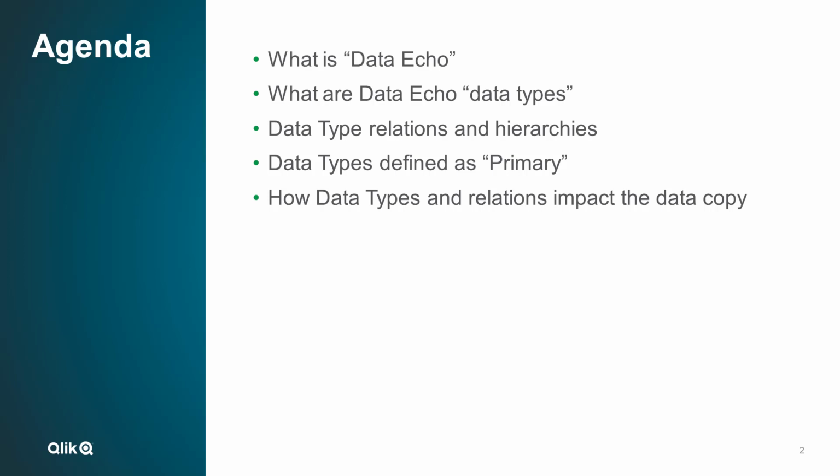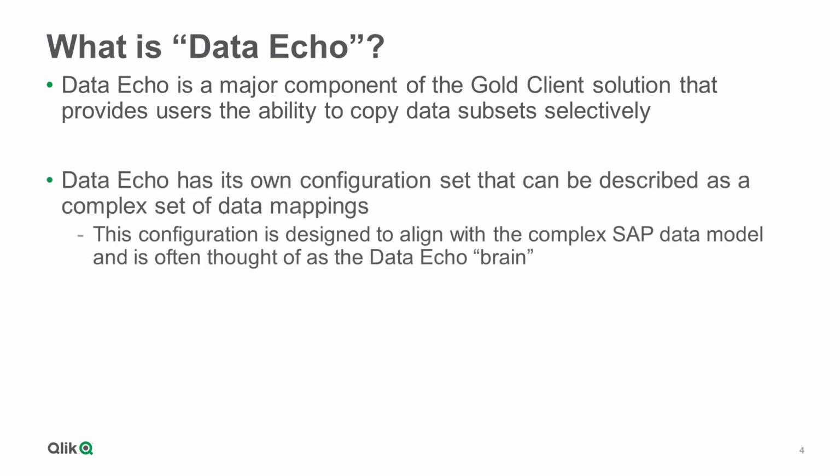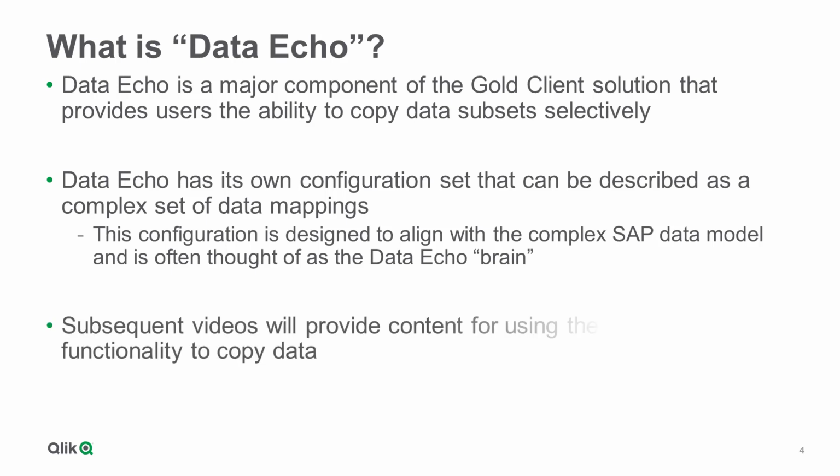At the end of the presentation, I will summarize how these objects can have an impact on the data copy. So what exactly is Data Echo? It's a major component within the Gold Client solution that provides users the functionality to copy data subsets selectively. It has its own configuration set that contains a complex set of data mappings. This config aligns with a highly complex SAP data model and is sometimes referred to as the Data Echo brain. Please be aware that subsequent videos will cover how to use the Data Echo functionality for copying datasets.